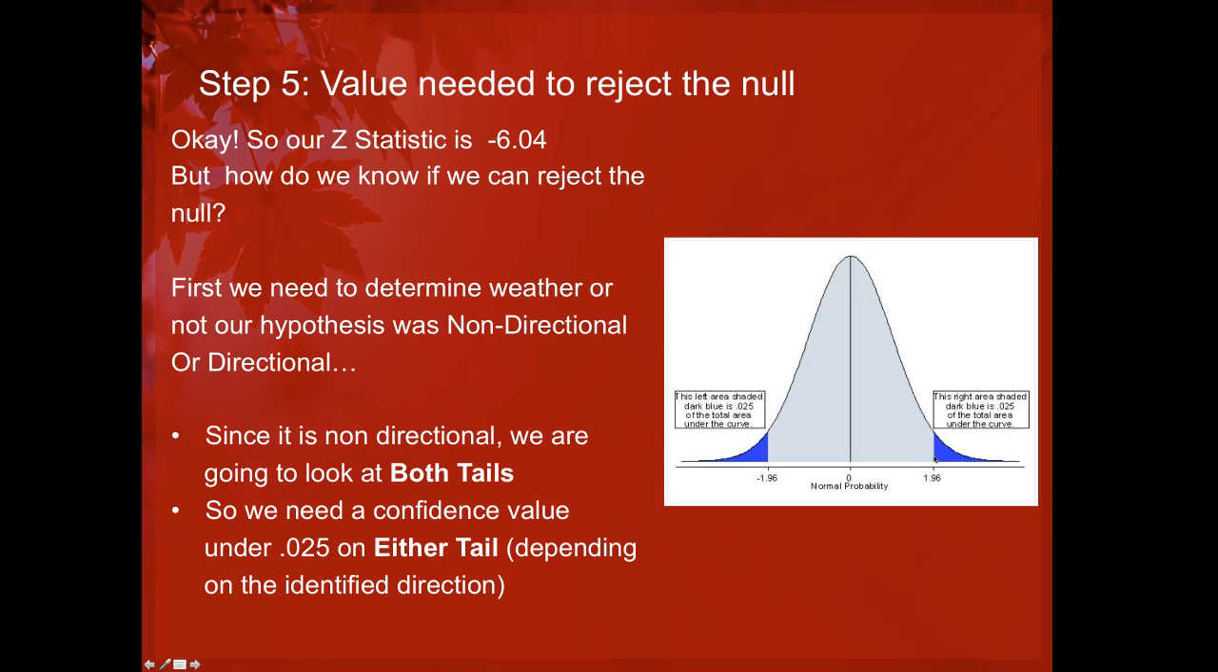Remember that the table gives you the value from the mean to the chosen value. If half your curve is 0.50 or 50%, then taking away 2.5% leaves you with 47.5. That's how we get that number. The critical value that corresponds to that number is going to be 1.96. Now, since it's a two-tailed test, we're going to have negative and positive 1.96.